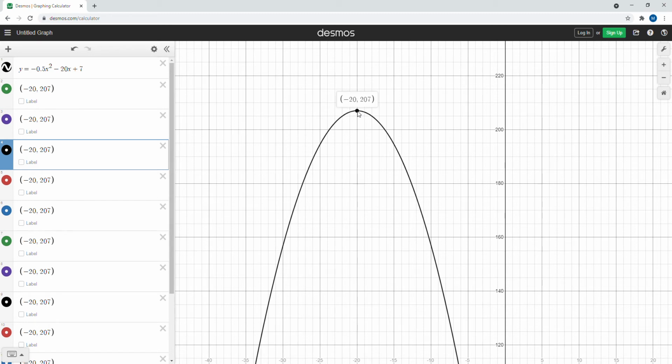It's negative 20, 207. And what I did was then plot that vertex, which is right there. And then I copied that vertex and pasted it 10 more times because I want to plot 5 points to the right of the vertex and 5 points to the left of the vertex. So we've got all of those vertices stacked on top of one another. I'm going to uncheck that label box. Okay, and then we're going to add one and subtract one from each of the x values.